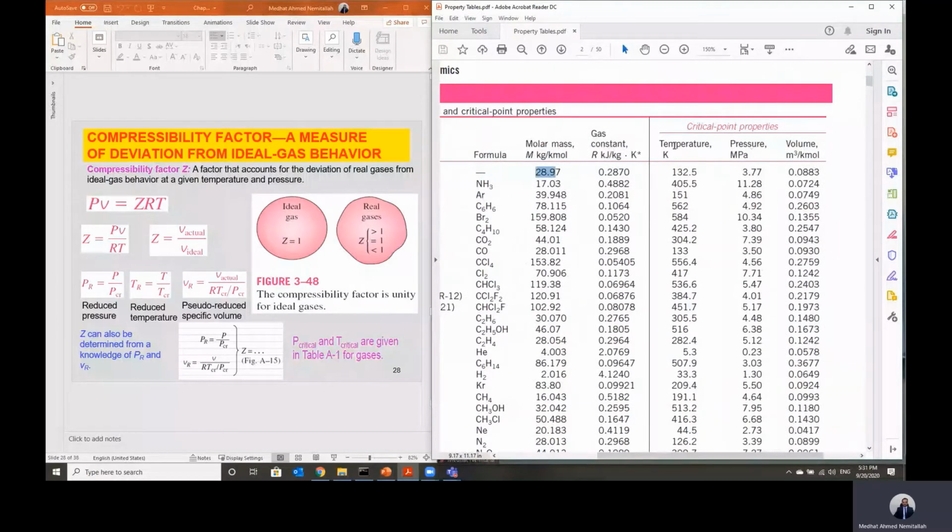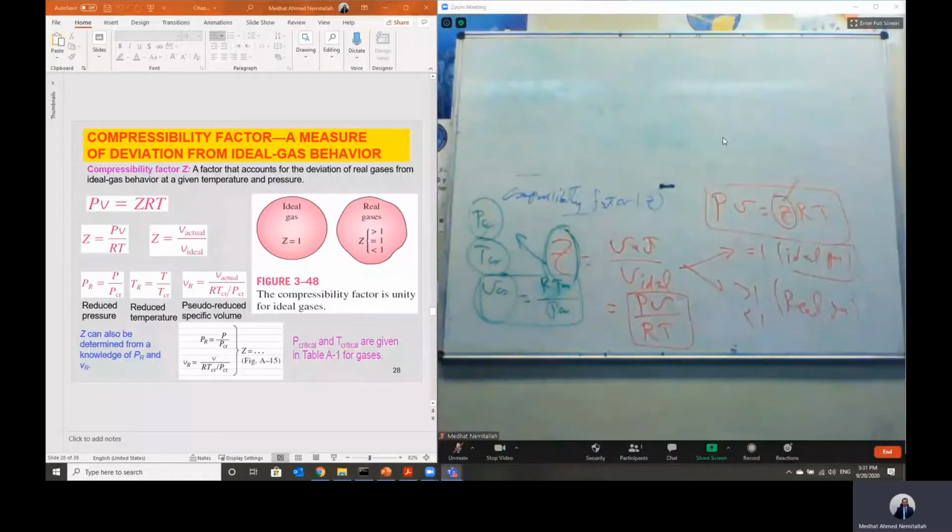Temperature T critical, and P critical, which is the critical pressure in megapascal, and also the critical specific volume. This critical specific volume is equal to R T critical, the gas constant R multiplied by T critical, divided by P critical. If you do so, then you can get the value of the critical specific volume in this case.